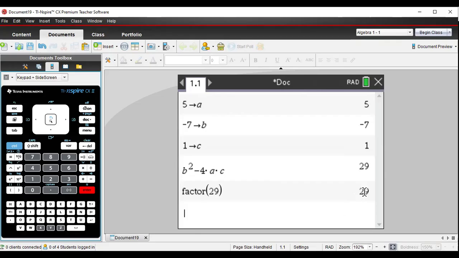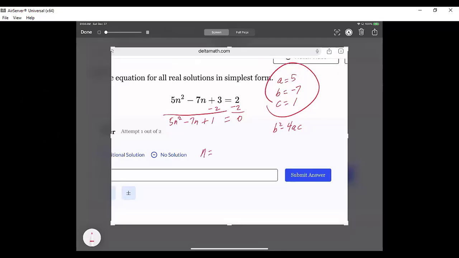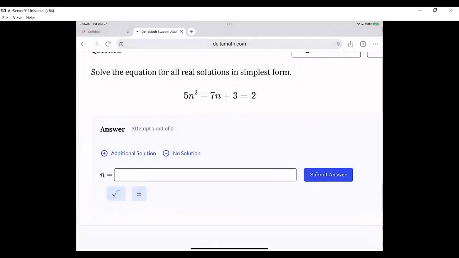We can't simplify this. So if I go back to my iPad, here's what my solution is going to be. It's going to be n equals negative 7 plus or minus the square root of 29, because that's what the b squared minus 4ac part is. And then on the bottom is going to be 2 times 5, which is 10. Now, just to clean it up a little bit, this is going to be 7 plus or minus the square root of 29 over 10. Can't do anything else with it. That's going to be our answer. So let's go back. Actually, I need to delete this. And then I'm just going to type that in.